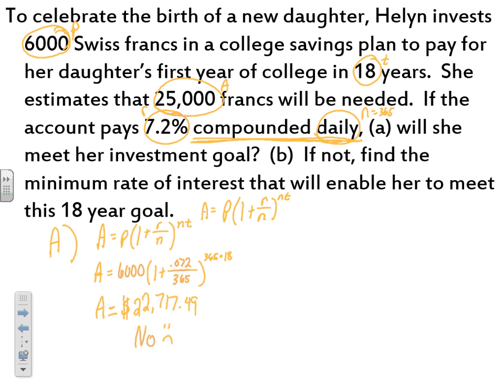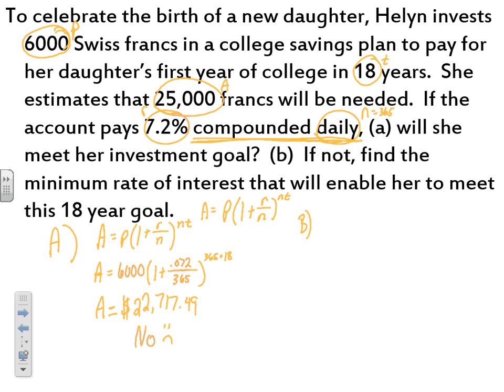So part B says, okay, well, if they don't meet their goal, surprise, surprise, they didn't, find the minimum rate of interest that will enable her to meet her goal in 18 years. So they apparently can't afford more than 6,000 francs to begin with. And the time, obviously, if you're going to start college in 18 years, the time can't change. So really the only thing that we have to worry about here would be the interest rate. And compounding daily, it's about as much as you can compound something before we get into something known as continuous compounding. So the only thing that we can change here is the interest rate.